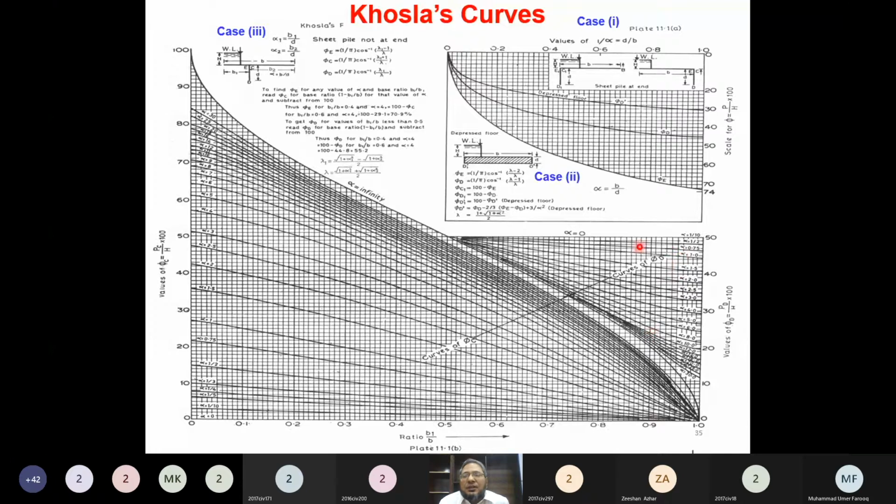If you are computing the uplift pressure at point C, which is here, this is the location. If you are computing for point D, use this part of the curves, and for any value of B1 over B and any value of alpha, you have to move towards the right. So this is how you can determine the uplift pressures, and how you have to compute alpha. That is simply the ratio B over D, which is the reciprocal of this.